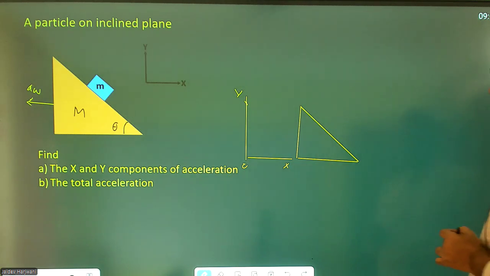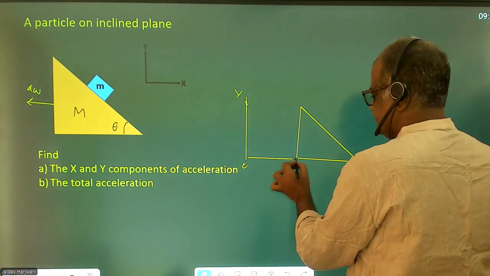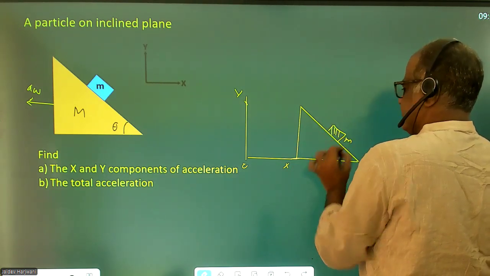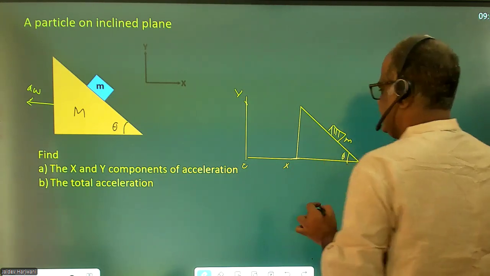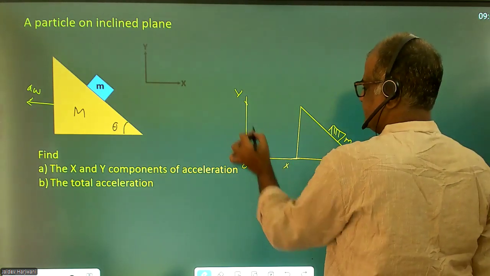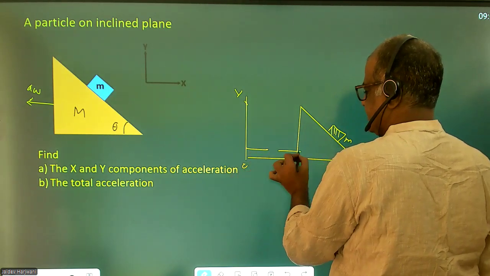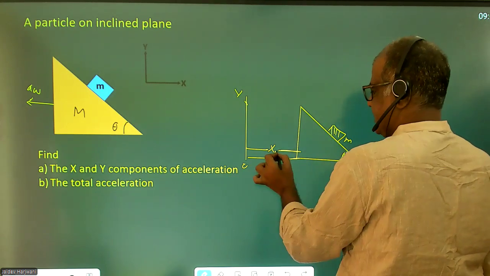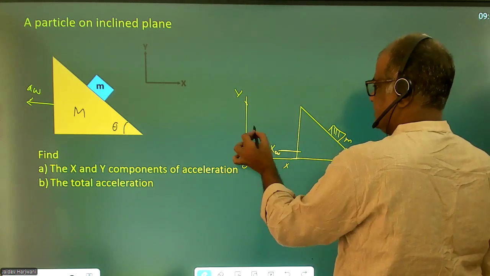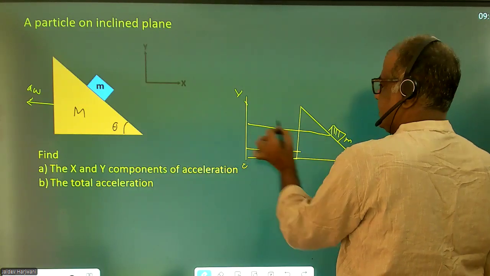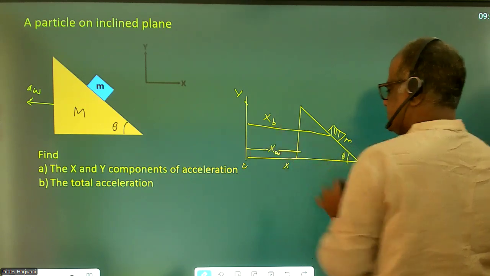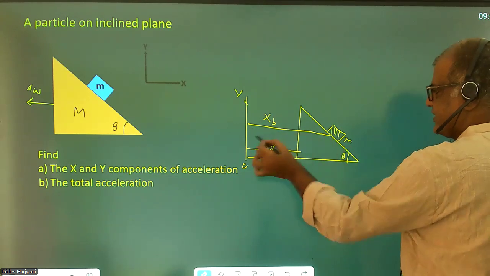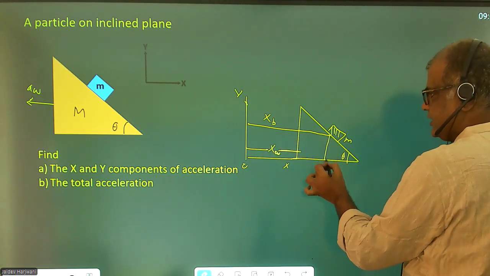Okay. So let us say this is my block. This is theta. So I say this distance, this vector, is x wedge, and this is my x block. Okay. And because the motion of the wedge is only in the x direction, I don't want a y direction for it. And this is my, say, y block.